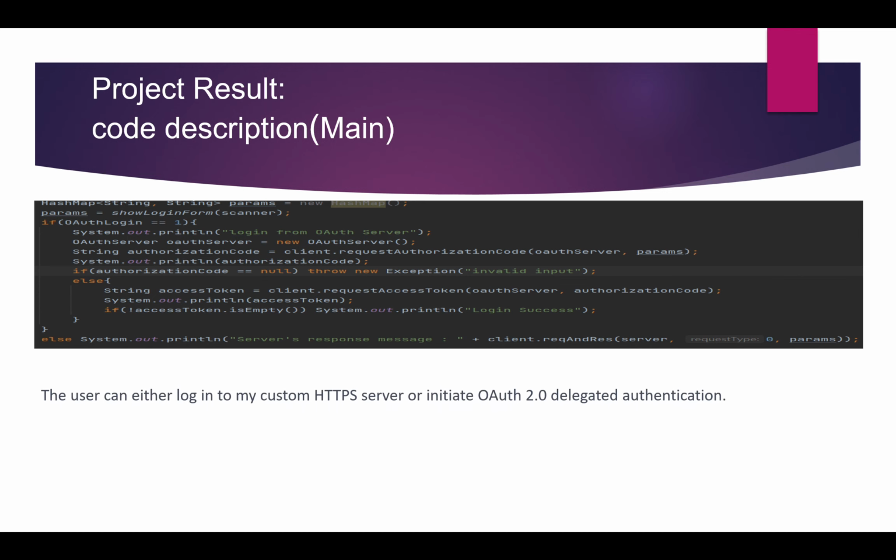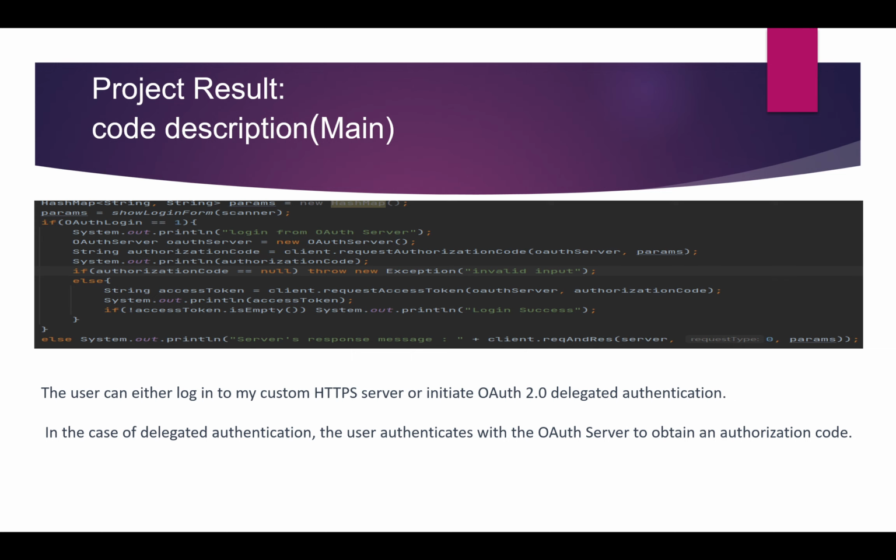Depending on the choice, the user can either log in to my custom HTTPS server or initiate OAuth 2.0 delegated authentication. In the case of delegated authentication, the user authenticates with the auth server to obtain an authorization code. Using this code, the user then obtains an access token, allowing them to access the services provided.